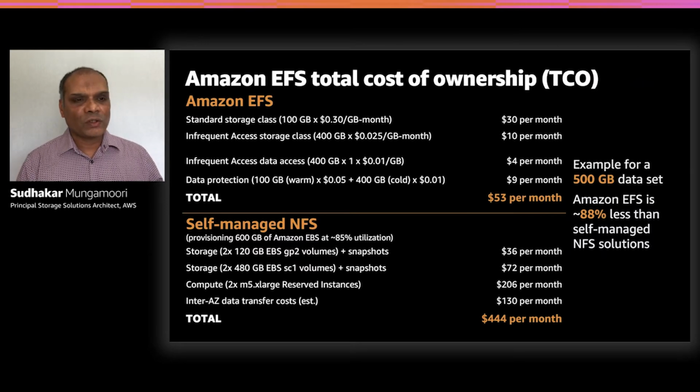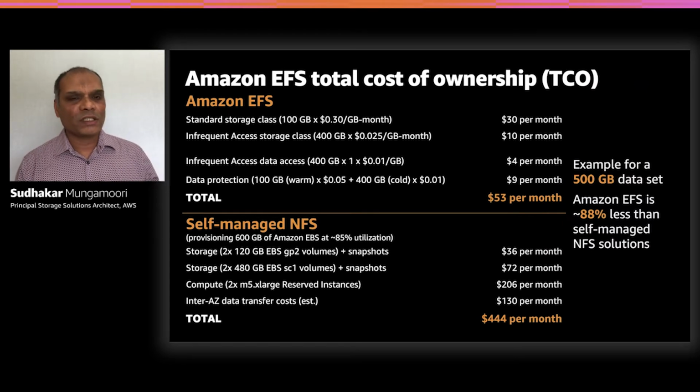And then you can also add data protection because Amazon EFS integrates tightly with AWS Backup. You can have backup policies based on tags or based on resource IDs such that you can protect your data set. So adding that, it takes about $53 per month for a half terabyte data set running on Amazon EFS.